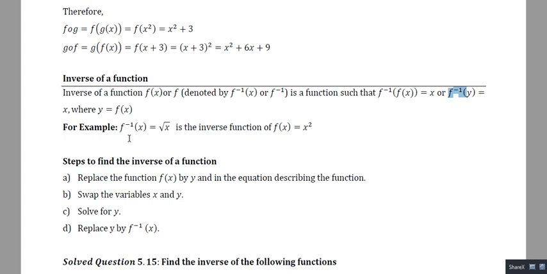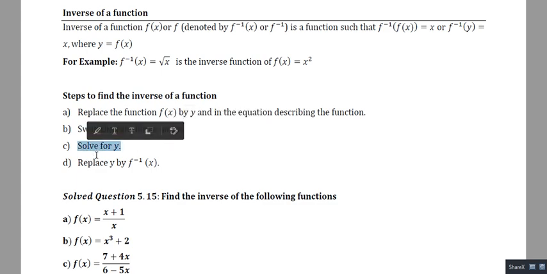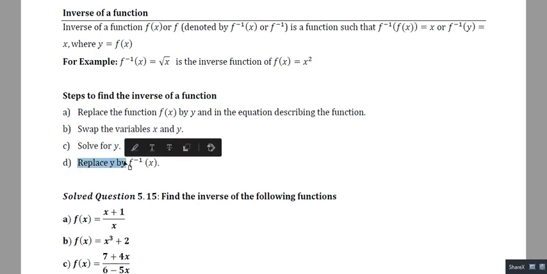Before going to this example, let me tell you how to find the inverse of a function. You just write the function in the format y equal to f(x), whatever value of f(x) is given. After writing y equal to f(x), you interchange x and y, swap the variables, then you solve for y. Whatever result you get, in terms of x, is known as the inverse of f(x).